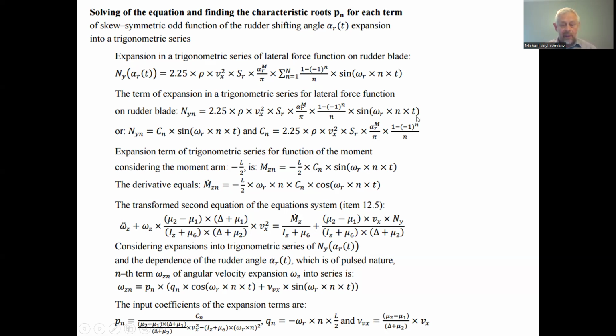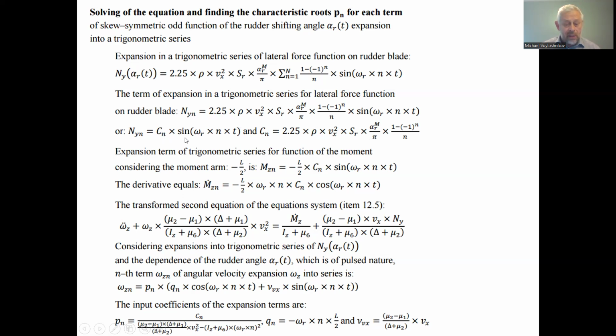Or we can simplify this formula a little by combining the factors together, as one factor Cn, the factor not dependent on time. Cn is independent of time, and is just a constant for all the terms of the transverse force expansion into the trigonometric Fourier series. It depends only on the number of the term in the expansion into the Fourier series.